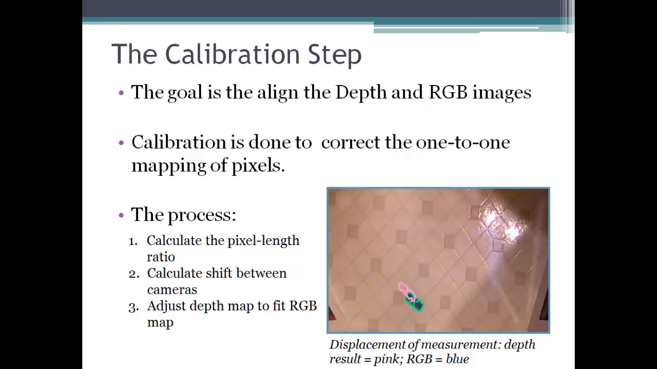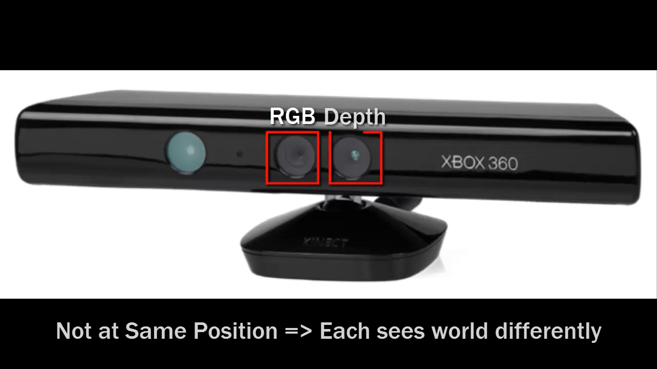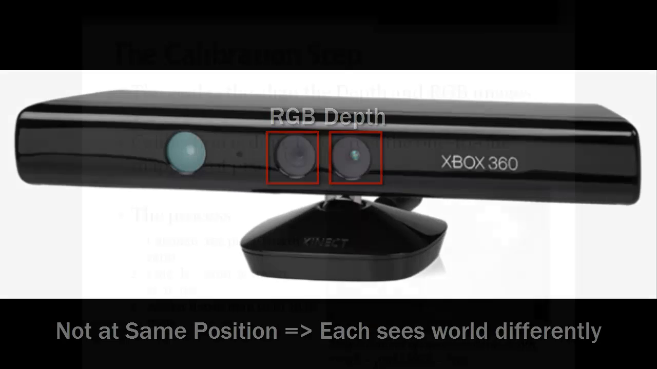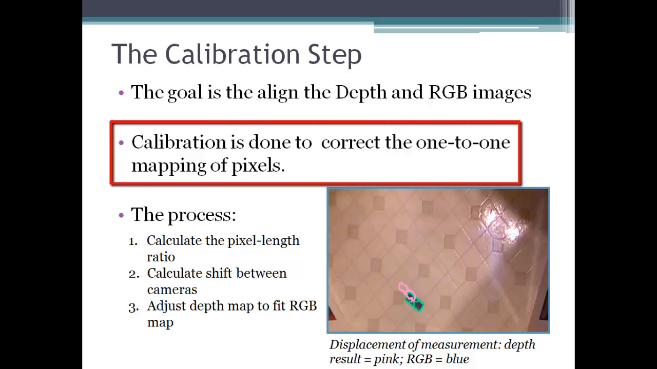Calibration is needed because if we take a look at the physical construction of the Kinect, we can see that the RGB and the depth camera are not at the same position, and therefore each camera perceives the environment in a slightly different way. Calibration is used in order to adjust the shift from camera to camera.